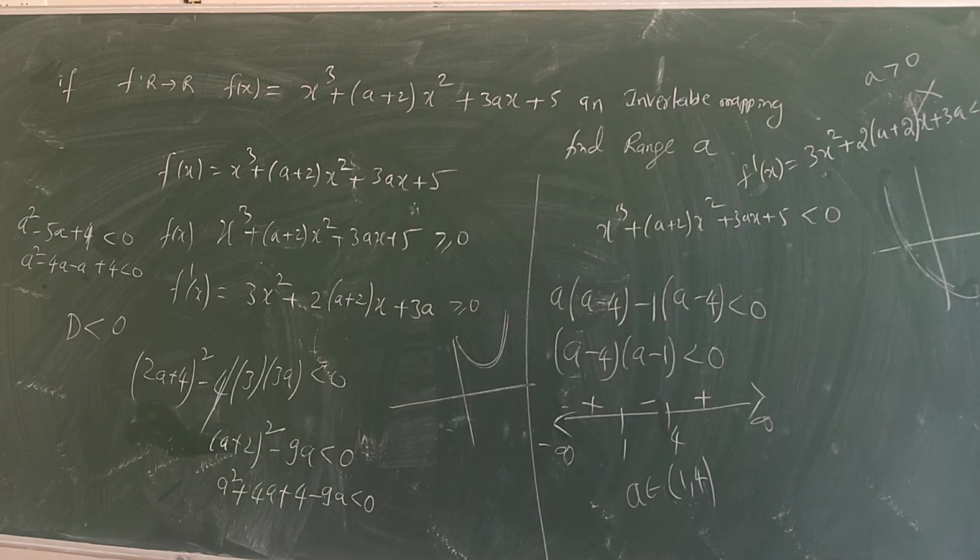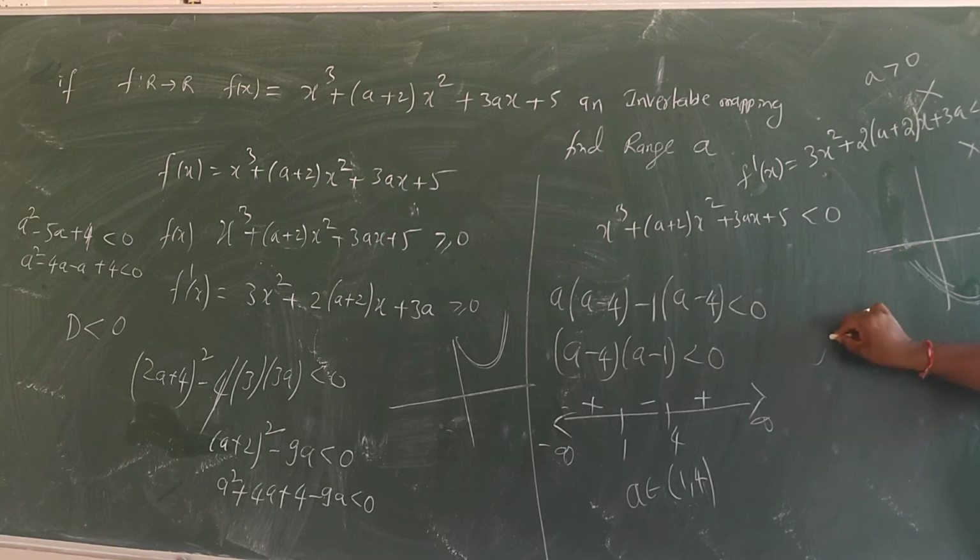Not understood? Arre yaar, a less than 0 means this. For a less than 0 the graph is like this. It is saying that y is also less than 0, which means the graph should stop here only. When it is R to R, how will it be stopped? If it is R to R, how can it stop? This is not possible. So this case is rejected.